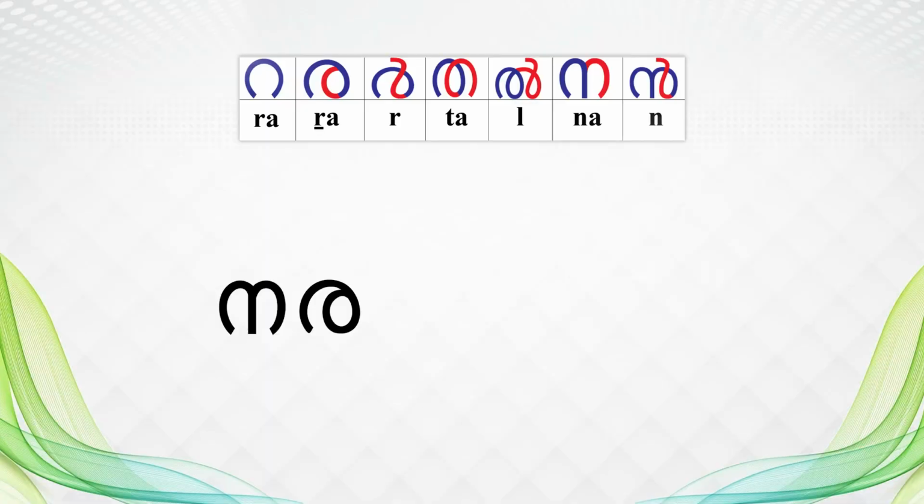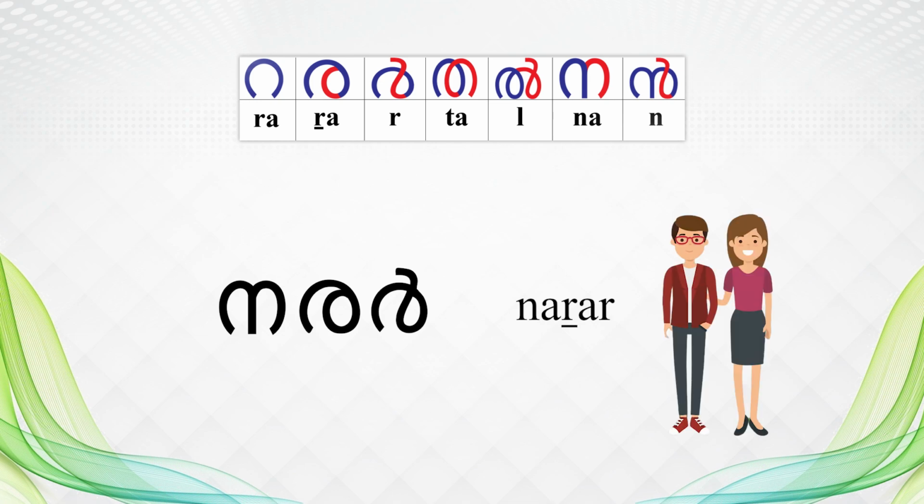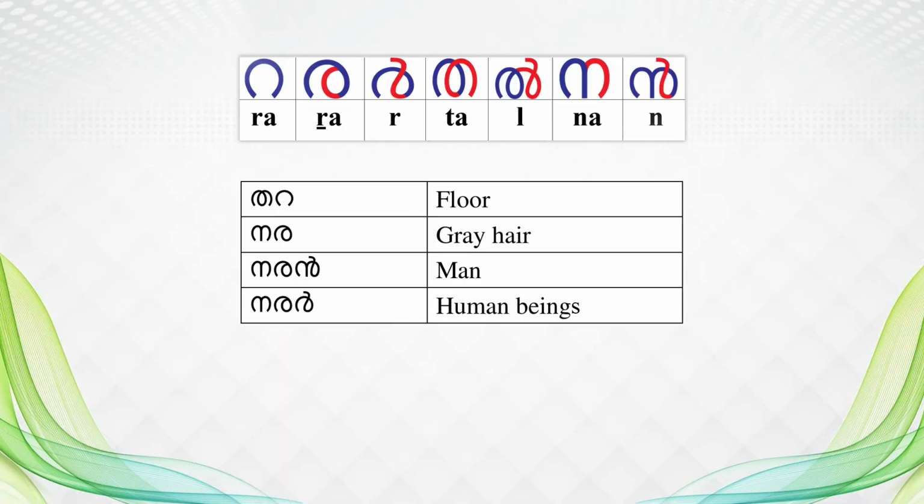Let's take the same word Nara again and add the letter Ir. Read it now. We will get a new word Narar. Narar means human beings. We made 4 words from this group. Let's read these words together once. First word is Tara, Nara, Naran and Narar.